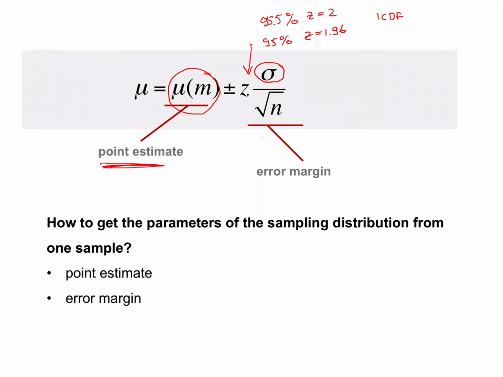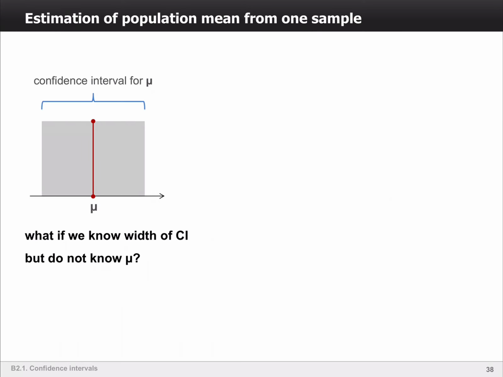If you get back, this z sigma over square root of n gives you the uncertainty, the length of the interval, right? How far your values can go around the true parameter. So if you know this, that's enough. Let me show you the example.